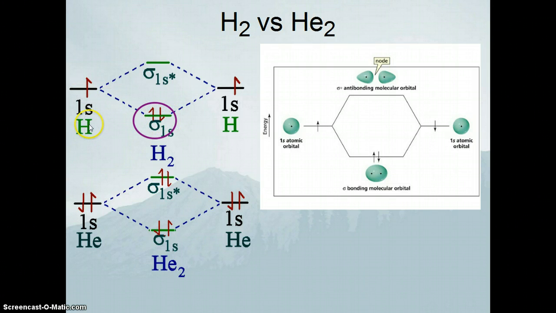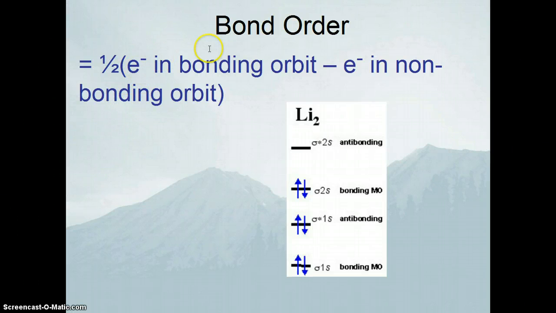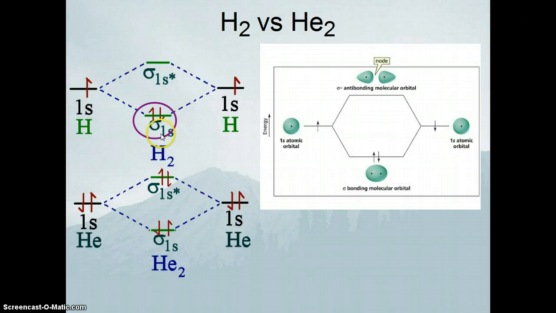So here is hydrogen, and I have 2 electrons in a bonding orbital and no electrons in an antibonding orbital. So 2 electrons in the bonding orbital minus all the electrons in the antibonding orbital, since that's 0 in hydrogen, and there's 2 electrons in the bonding orbital, 1/2 of 2 is 1. So the bond order of hydrogen is 1, which totally makes sense.